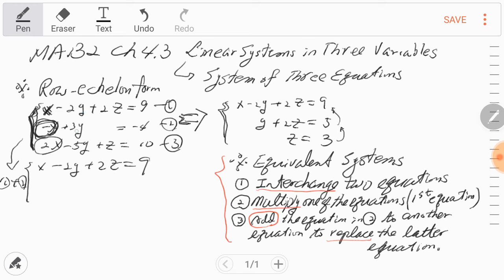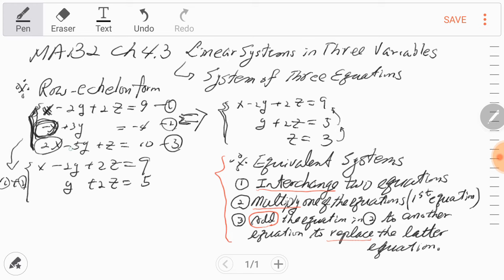Negative 2y plus 3y is just y. And 2z plus 0 is 2z. The right side of the equation is 9 minus 4, which is 5. So the second equation is y plus 2z equals 5, and it has no x term.